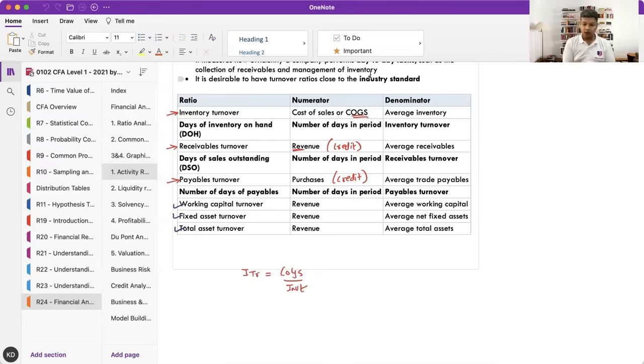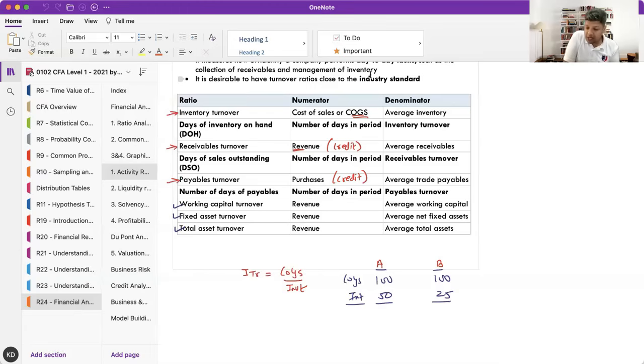Again, if I take two companies, A and B, and take that data as cost of goods sold and inventory amount, let's say both companies have cost of goods sold of 100. A has ending inventory of 50 and B has 25. What conclusion does it give me?